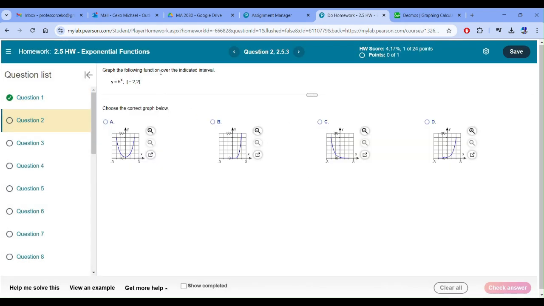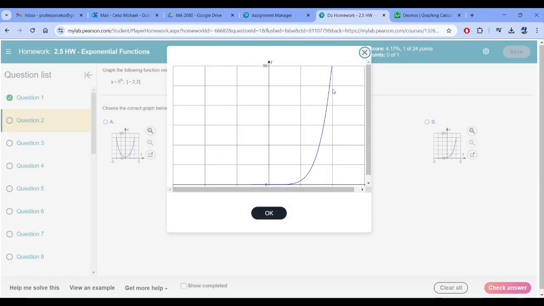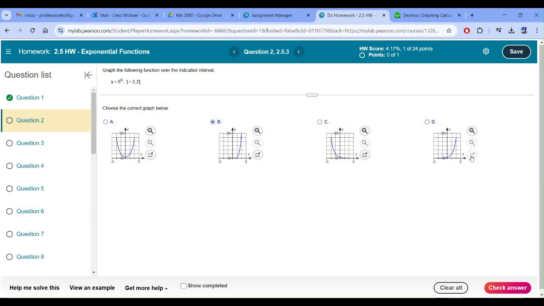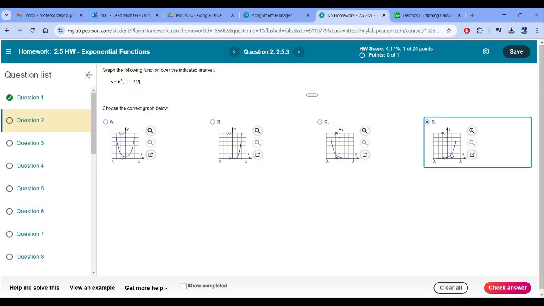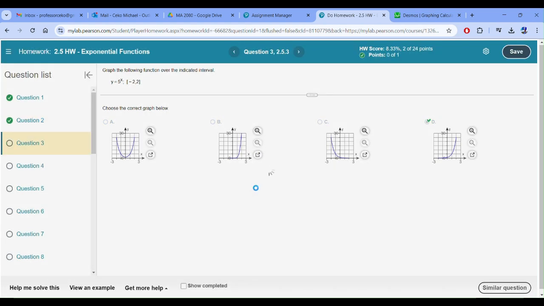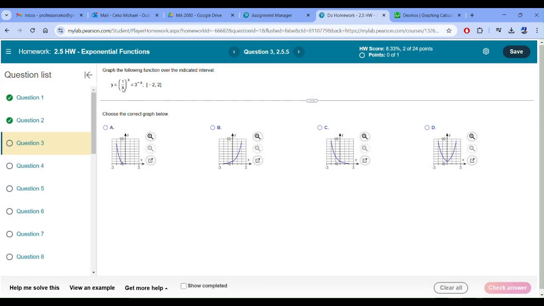Graph the following function over the indicated interval. So here, I see that we have 5 raised to the x. So that's going to be an exponential function, 5 raised to the x. It should go through the point 1, 5. This one right here looks like it goes through 1, 5. So I'm going to go with answer D. And that's correct.